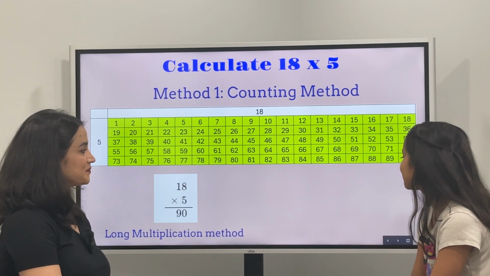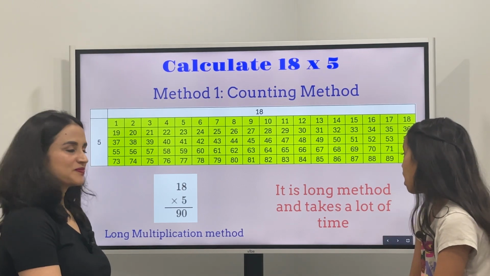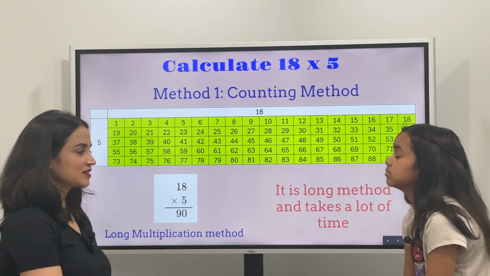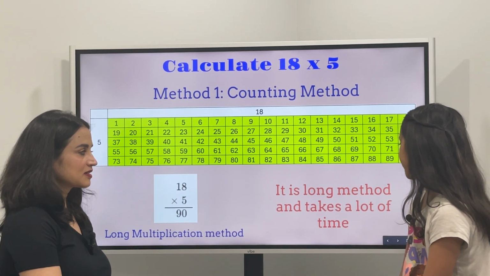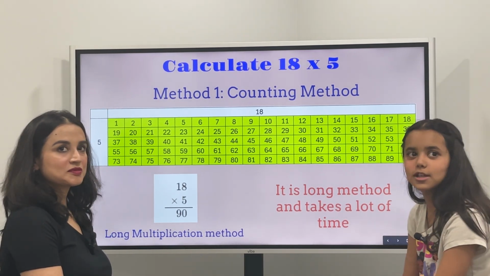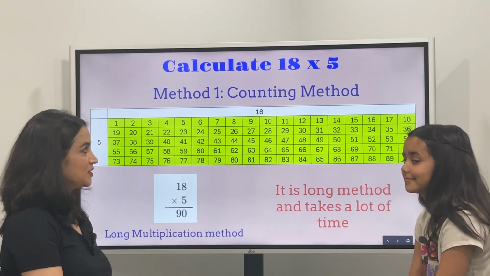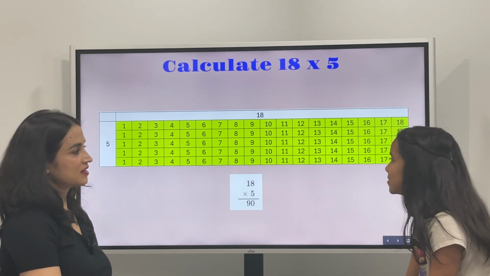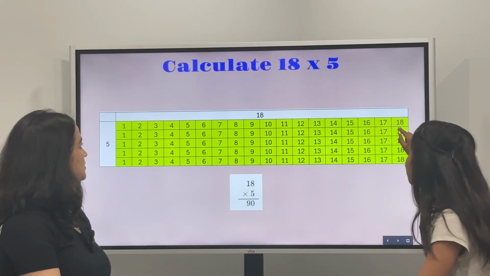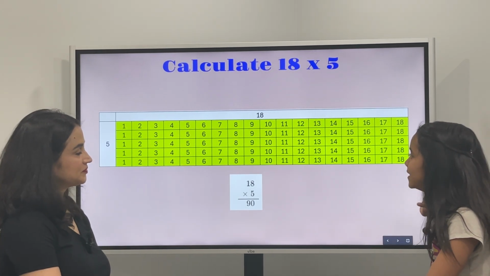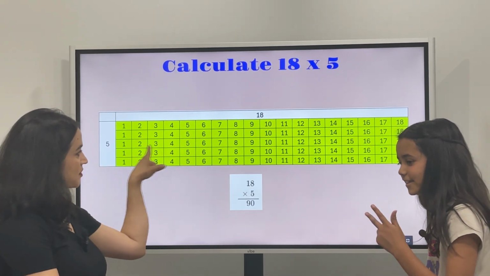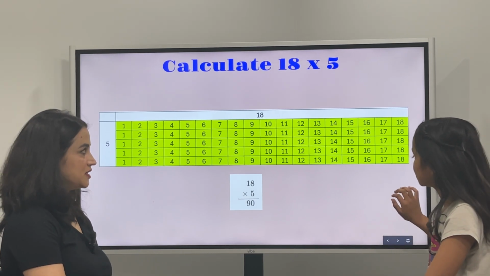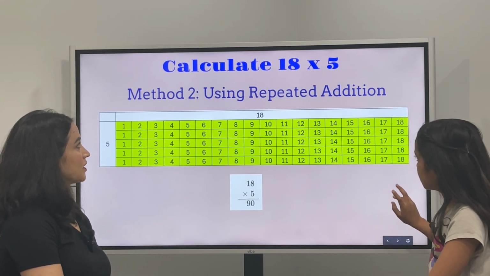The next one? It's kind of like a turtle. A long method that takes a lot of time. The next one? Now we're doing 18 times 5, but it's the same thing, but different. So you have 18, 5 times, which will give you 90. It's the same way. Method 2.